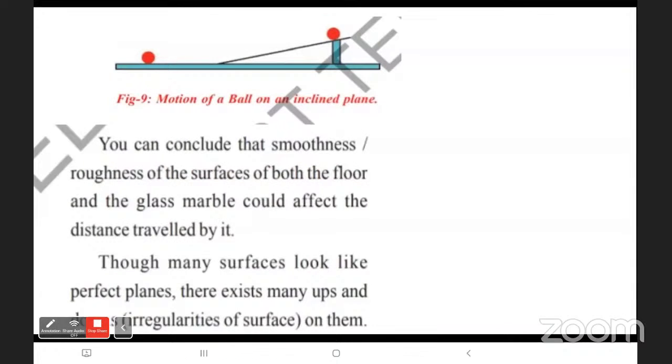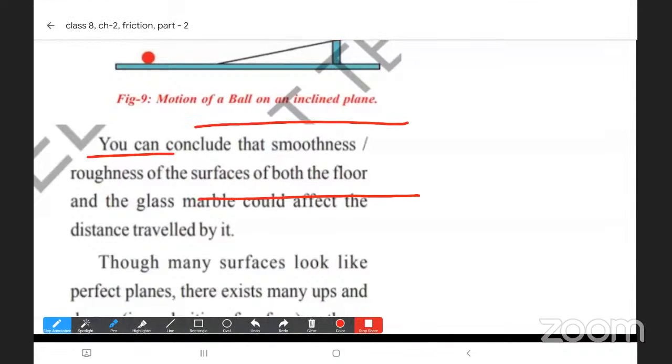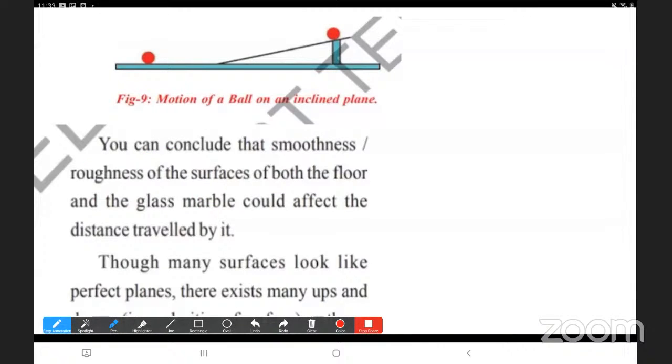So now, from this, we can conclude that the smoothness or roughness of both the floor and the glass marble could affect the distance traveled by it. Okay, here the smoothness or roughness of the surface of both the floor and the glass marble could affect the distance traveled by it.